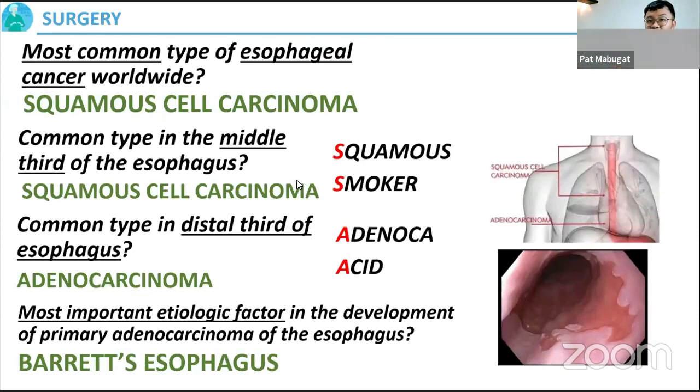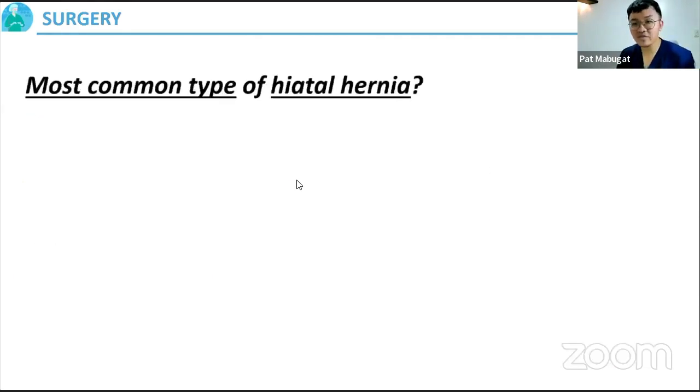However, if you see it in the esophagus, it means that the esophagus is trying hard to prevent acid from hurting the esophageal structures, right? So it's transitioning from squamous to columnar. So that's your Barrett's esophagus. Next, we go to the hiatal hernias.